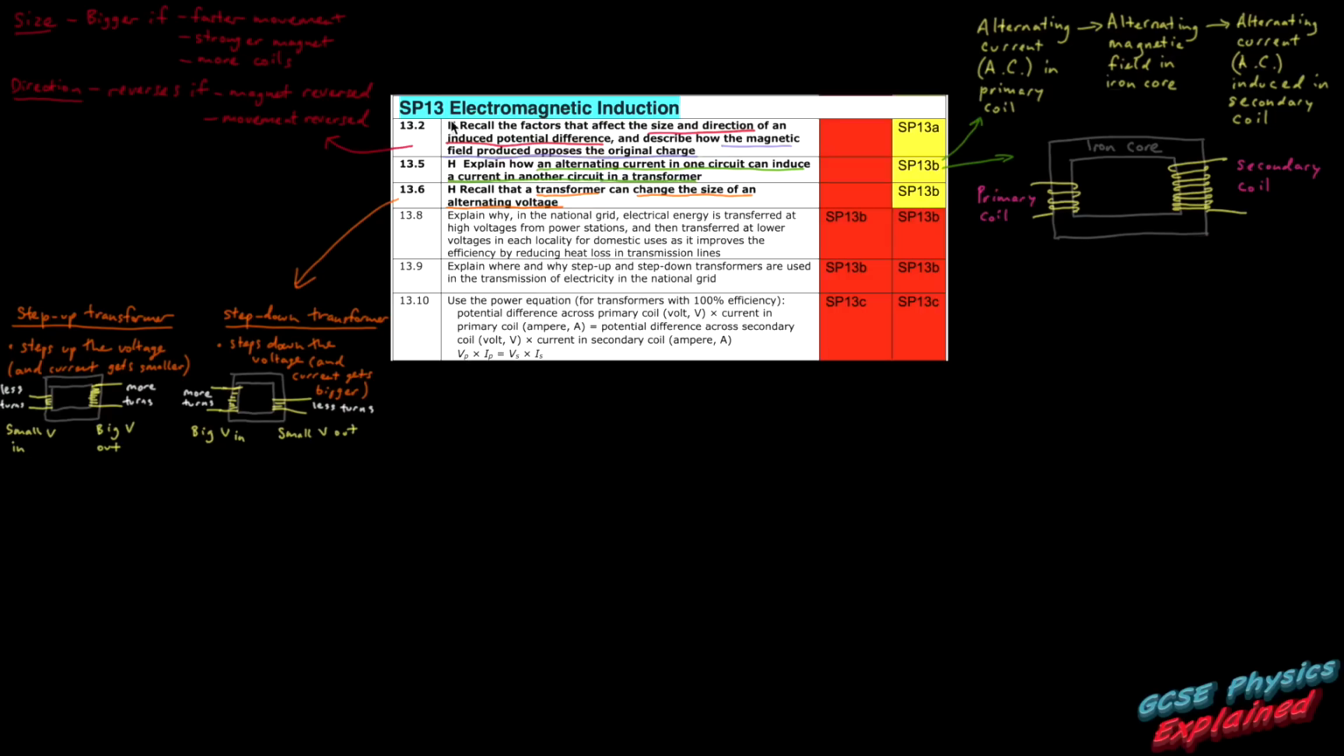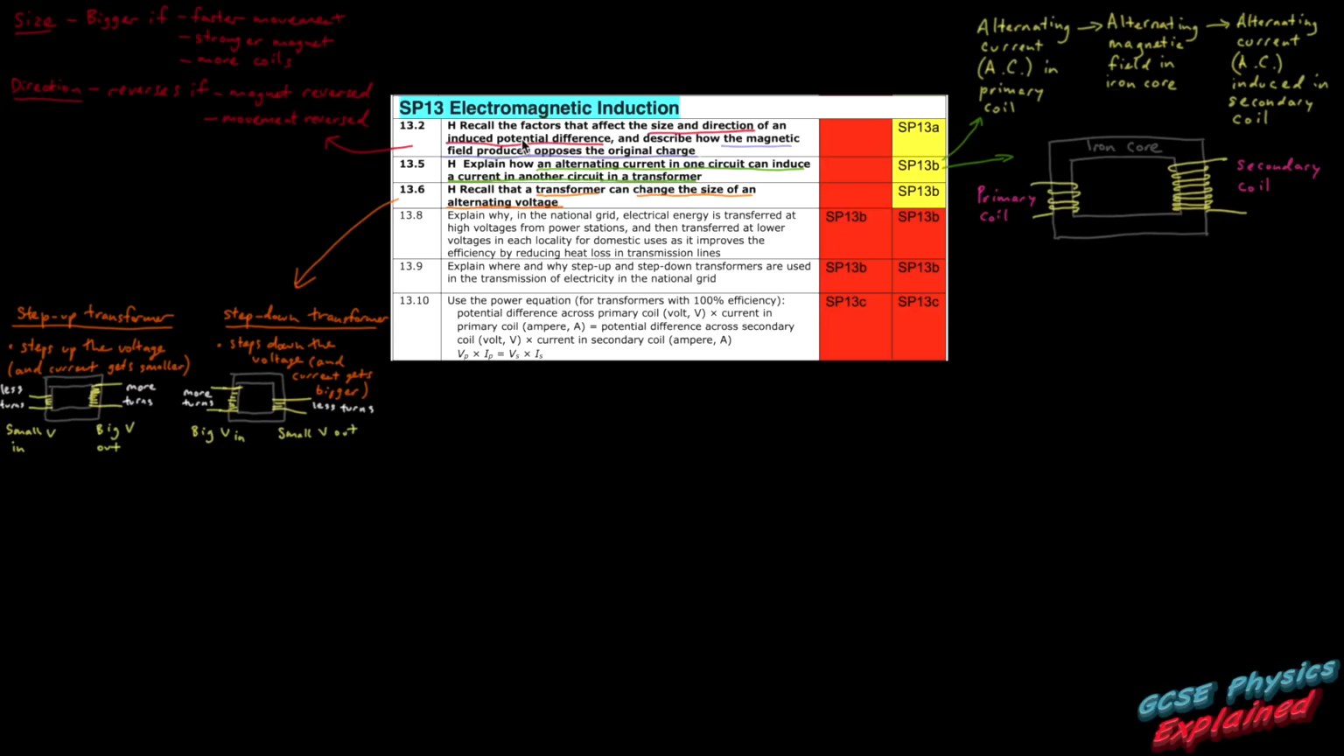Unit SP13, Electromagnetic Induction. So you can see the foundation candidates don't need to know any of this. The higher candidates only need to know this. 13.2. Recall the factors that affect the size and direction of an induced potential difference and describe how the magnetic field produced opposes the original change. I think that's supposed to say original change.